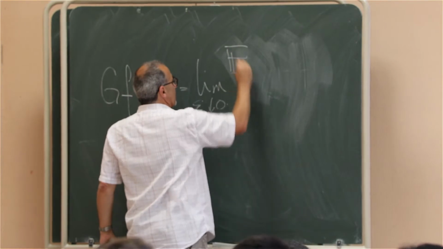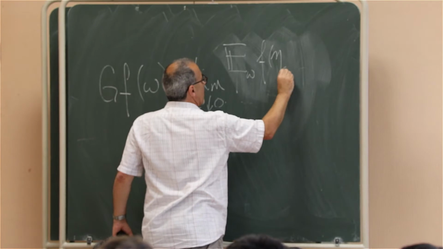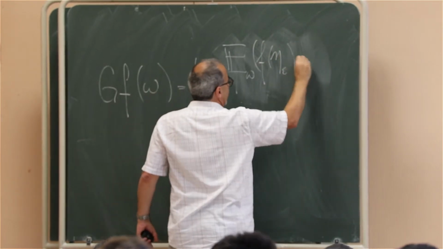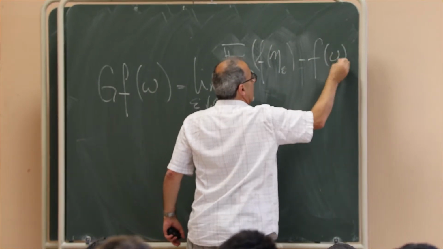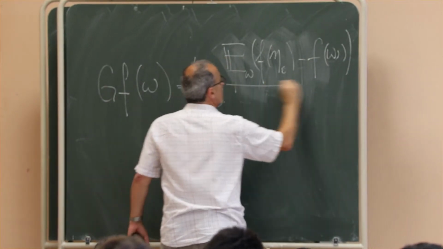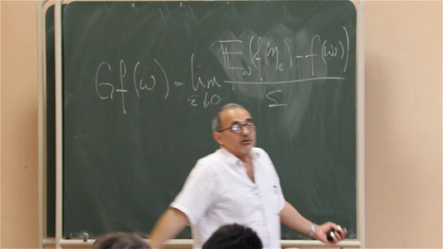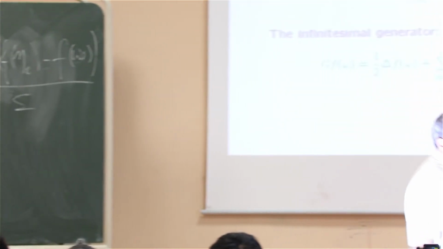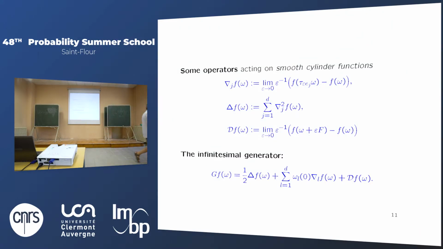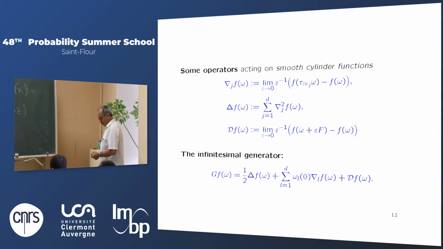Expected value, starting from the state omega, of f of eta at time epsilon minus f of omega, divided by epsilon. This is the infinitesimal generator, as you know, if it's defined. Now, for this particular function, you can prove easily that it is defined, and you find this expression. And I'll tell you why you find this expression for the infinitesimal generator of that process, the coordinate process, the environment process.